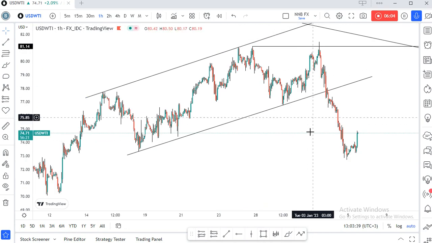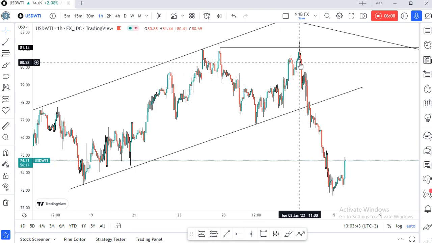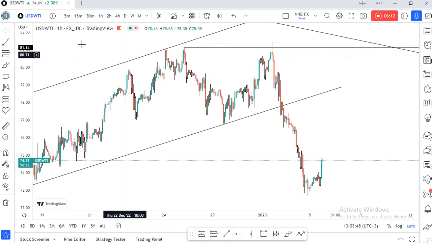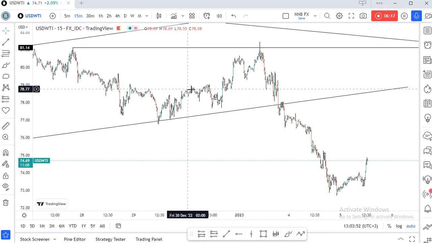It didn't reach the third touch. It got to the double top area, pierced through the double top area, and it impulsed down. On the 15 minute, if you go to the 15 minutes, you can see that the market moved towards the double top area correctively.